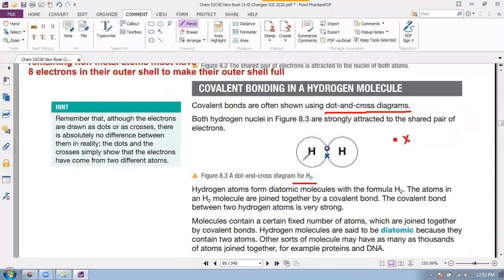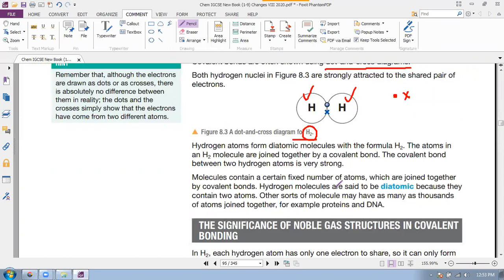Now the left side hydrogen is thinking that these 2 electrons are my electrons, so it has a full outer shell. 2 electrons in its outer shell, so full. This hydrogen is also thinking that these 2 electrons are also my electrons, so this hydrogen is also happy, its outer shell is also full. So both are happy and both form the hydrogen molecule H2. So the formula of the hydrogen molecule is H2, and the dot and cross diagram is like this. This electron is from this hydrogen, and this cross electron you can say is from this hydrogen.